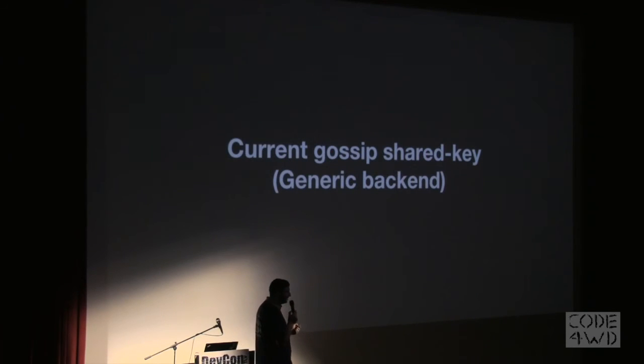Here it is. The gossip shared key. So aside from the HTTP encryption, Consul uses a symmetric shared key to encrypt the gossip protocol. So the current shared key can be gotten from a secret backend in Vault. That secret backend is just encrypted: plain text in, it encrypts it, saves it to storage, and when you ask for it later, it'll decrypt it. So there's no one time happening here.